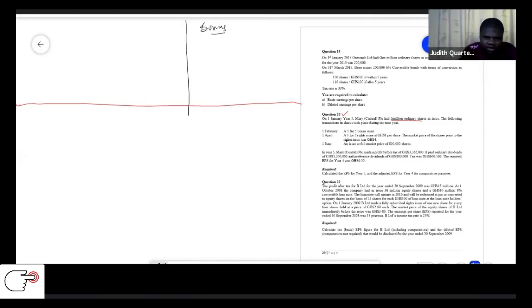1/5. The bonus fraction is 1/5. They say 1/5, right? 1/5 means that the bonus fraction is the existing plus 1/5. So that is 6/5. I hope you understand these things. Bonus fraction is just the existing number of shares plus the bonus shares all over the existing number of shares. That's the bonus fraction.